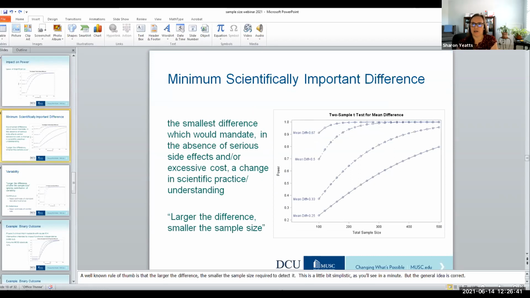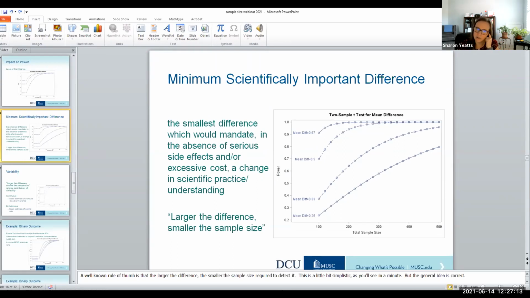The minimum scientifically important difference is, as I mentioned, one of the things that your statistical collaborator will ask you to specify when you're having this conversation. It can be very hard to identify what it is. Specialists within a given area may not agree on what it is. But when we think about it, we think about the smallest difference which would mandate a change in scientific practice.